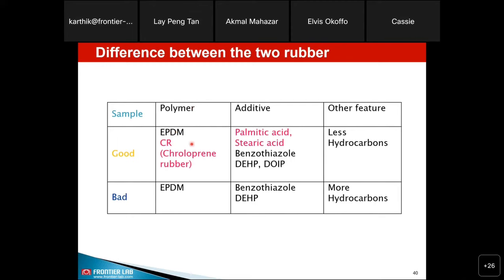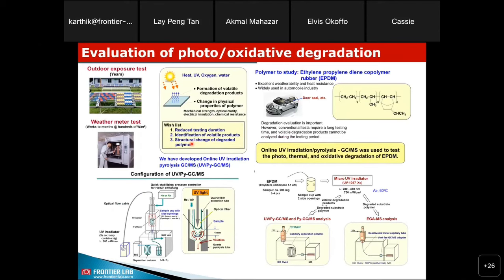So this is how the pyrolysis GCMS is used for failure analysis, product failure analysis. Okay, so I have one last example for this industry where EPDM, ethylene propylene diene copolymer rubber, is used in the automotive industry for door seals.